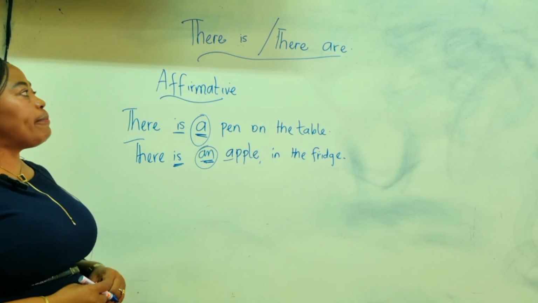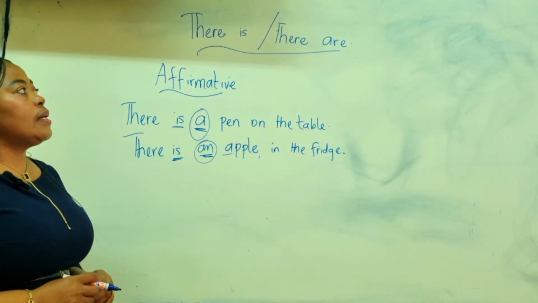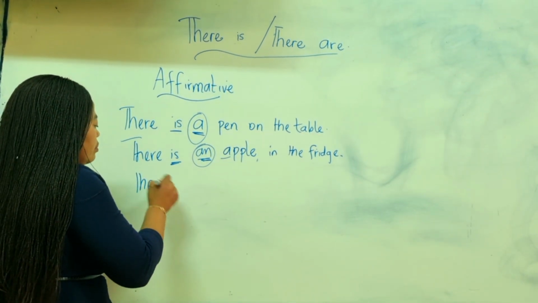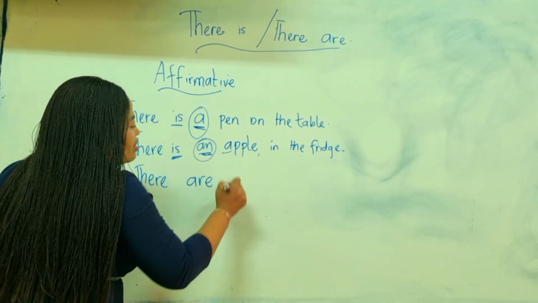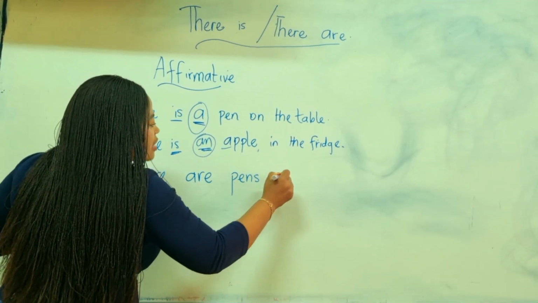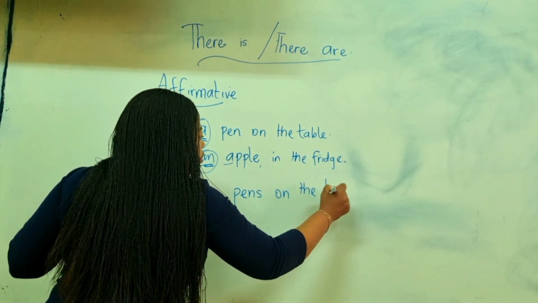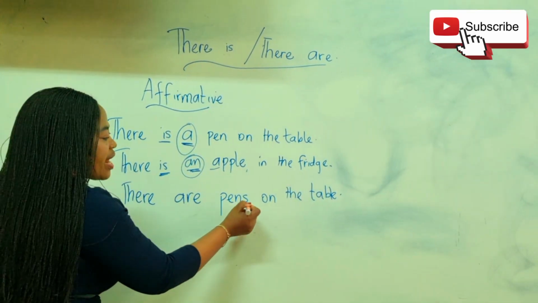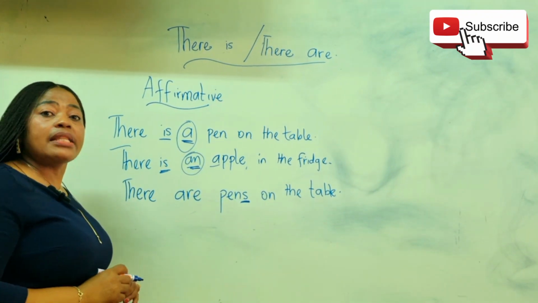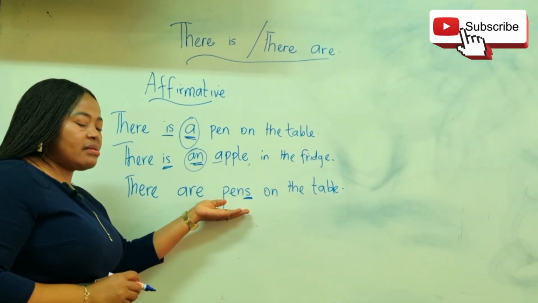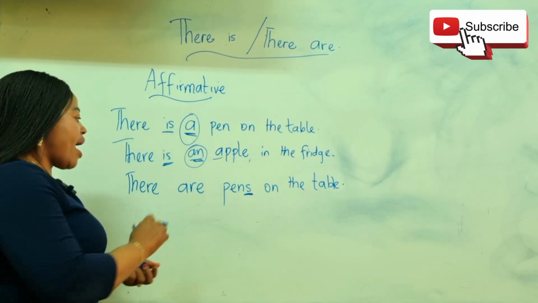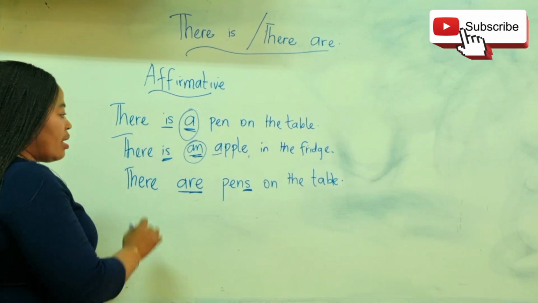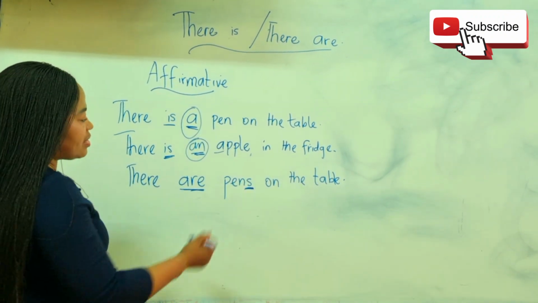Now, if you want to talk about the plural, if you want to use there are, it becomes there are pens on the table. On the table. Full stop. There are pens on the table. Now you realize that pens here is in the plural form. We add s because it is more than one. And we use are. We don't use is because it's more than one. There are pens on the table.